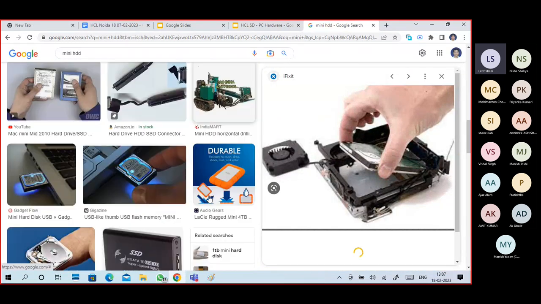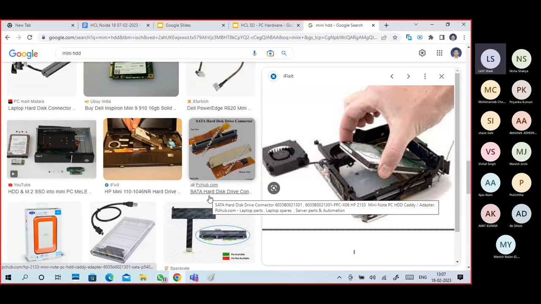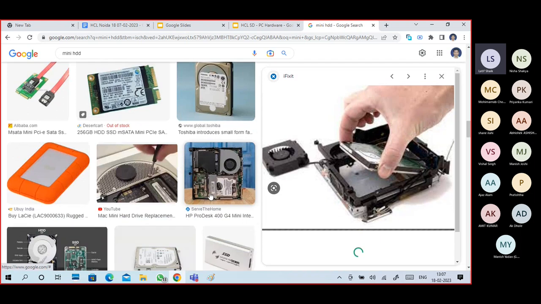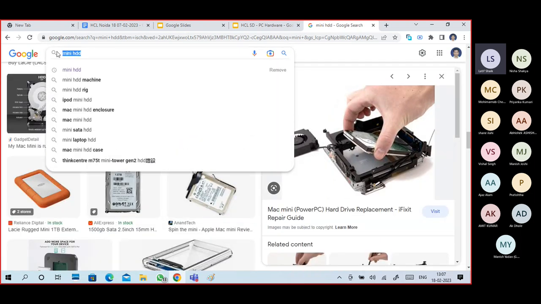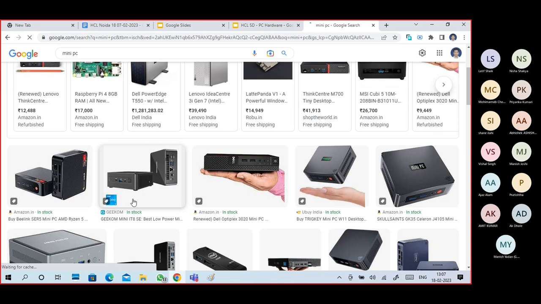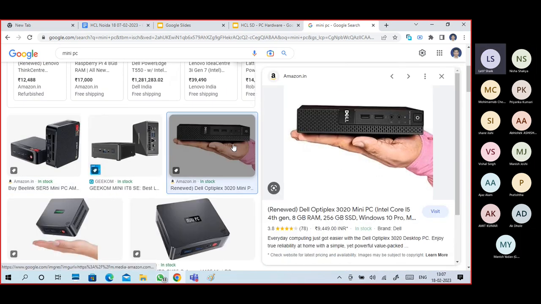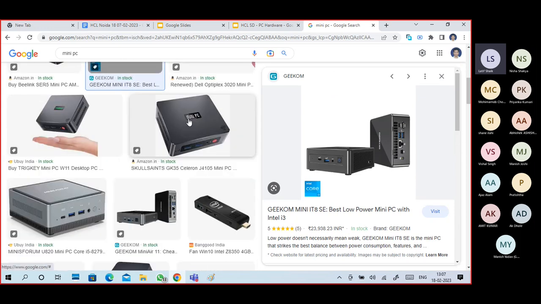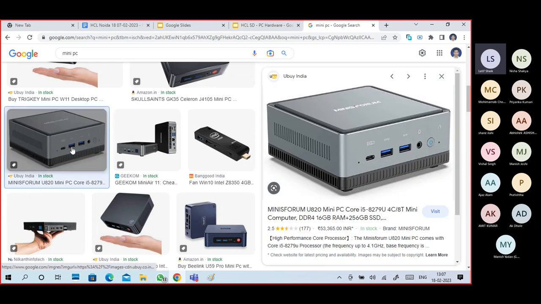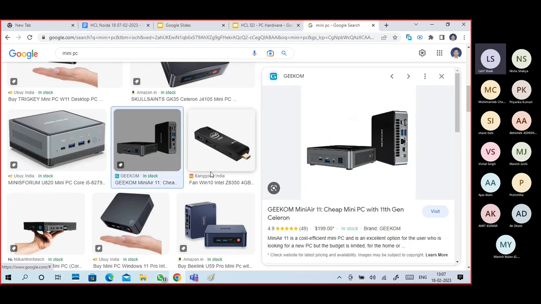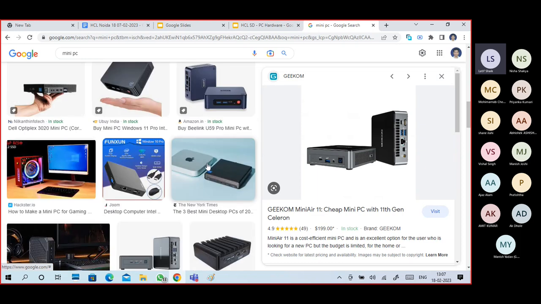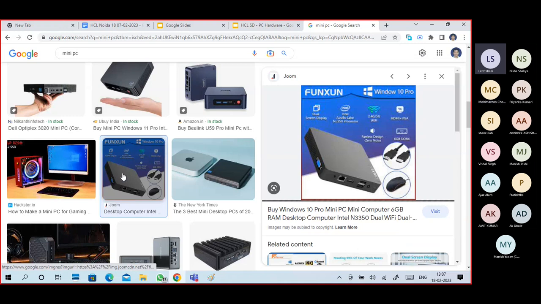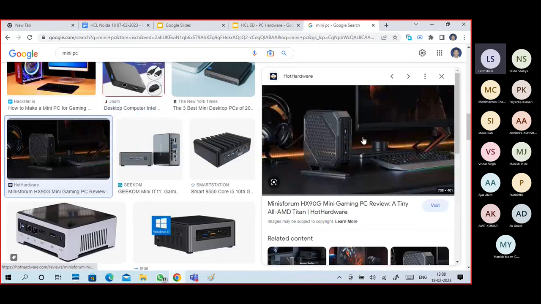Asus and Intel companies are providing the mini PC concept. In that one, you can also use this kind of stuff. I said mini PC, not mini computer. So this is another mini PC. It contains a motherboard and a hard disk or SSD, RAM, every facility is there. We can connect to a monitor using an HDMI cable, or you can connect projectors also. Wi-Fi is there, Bluetooth is there, LAN connectivity is also there.